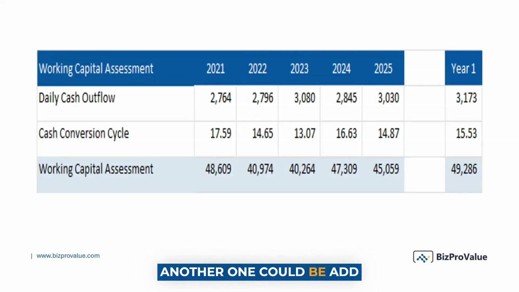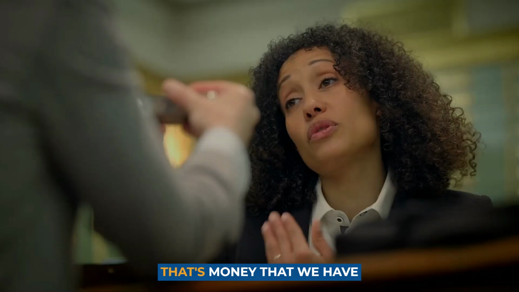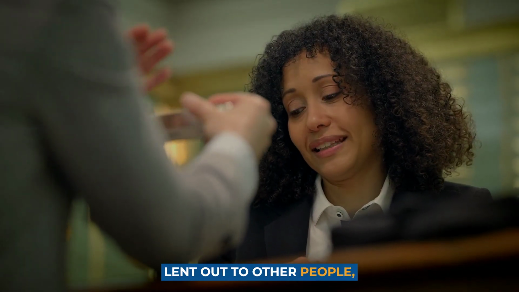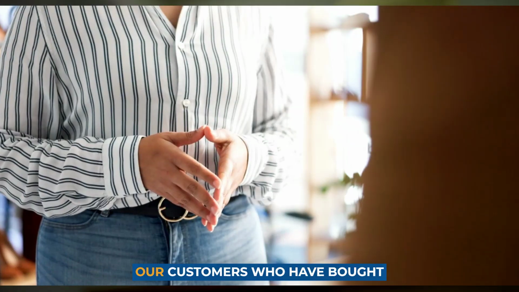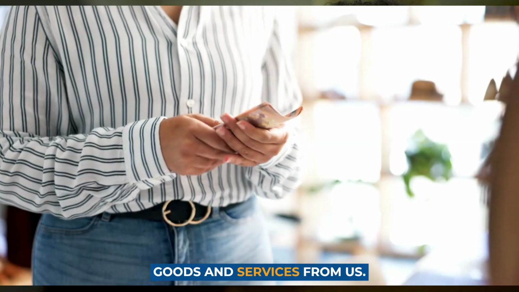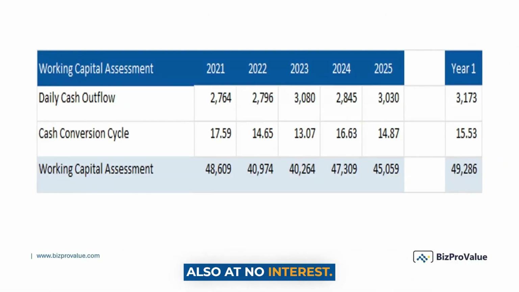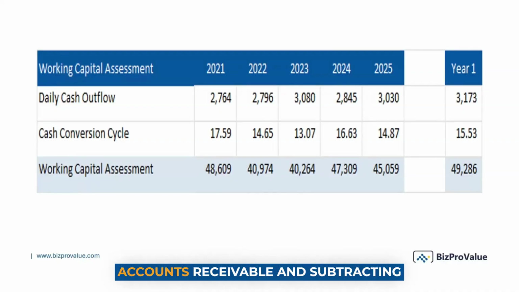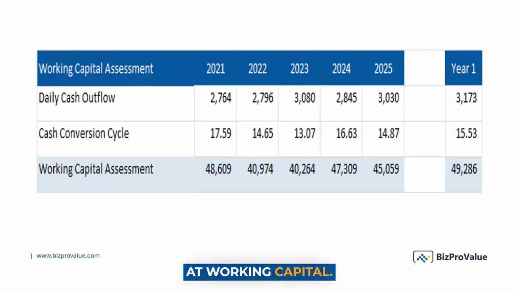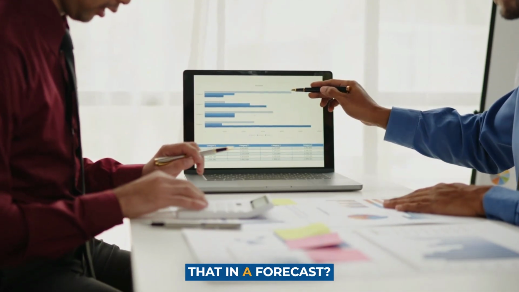Another one could be to add our accounts receivable minus our accounts payable. That's money that we have lent out to other people, typically at no interest, our customers who have bought goods and services from us. And let's subtract the money that we can borrow from accounts payable, also at no interest. And the difference between accounts receivable and the balance of accounts payable gives us a working capital number. That's a wide scale look at working capital, but how do we use that in a forecast?